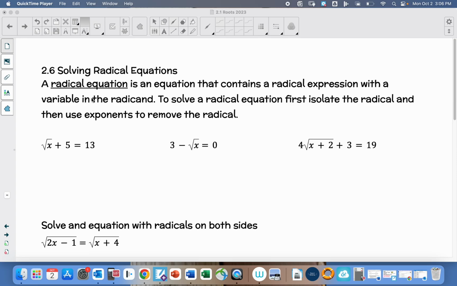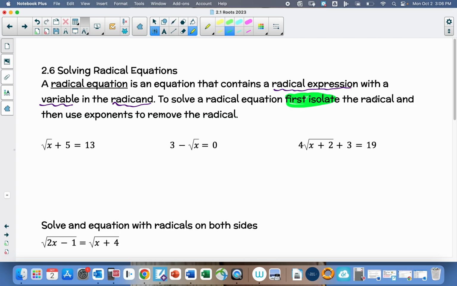Talking about solving radical equations. A radical equation is an equation that contains a radical expression, which means that under the radicand, so under that radical symbol, you actually have a variable, okay? And to solve a radical equation, the very first thing that you have to do is isolate the radical.